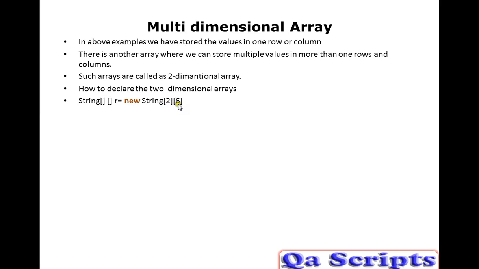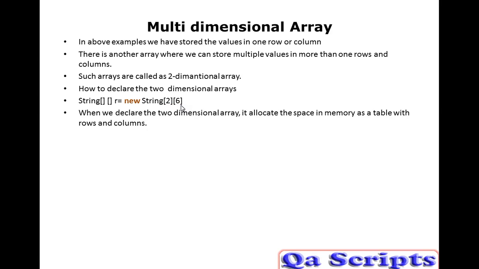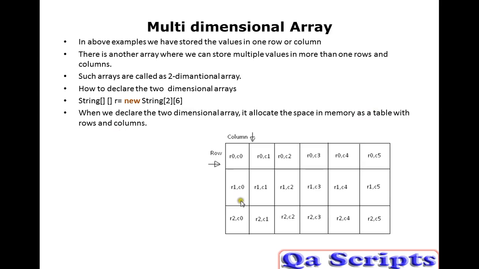When I say [2][6], it tells us that the two-dimensional array will have two rows and 6 columns. The first bracket says how many rows it's going to have, and the second bracket says how many columns you are going to have. So when you create a two-dimensional array, it allocates the space in memory as a table with rows and columns. Here is the simple graphic.